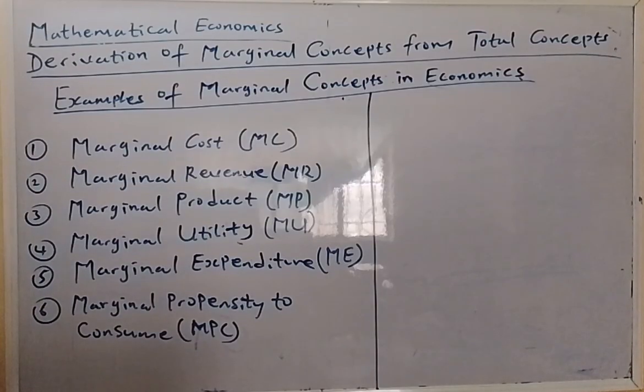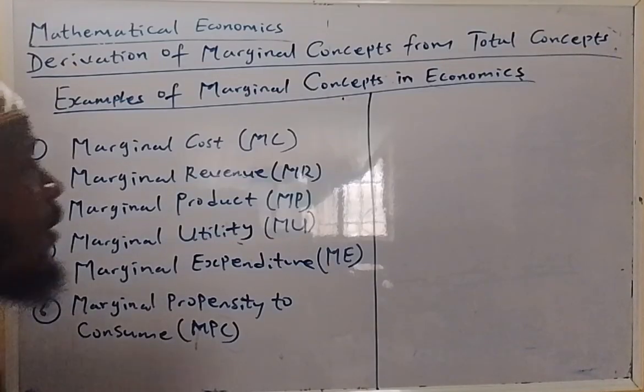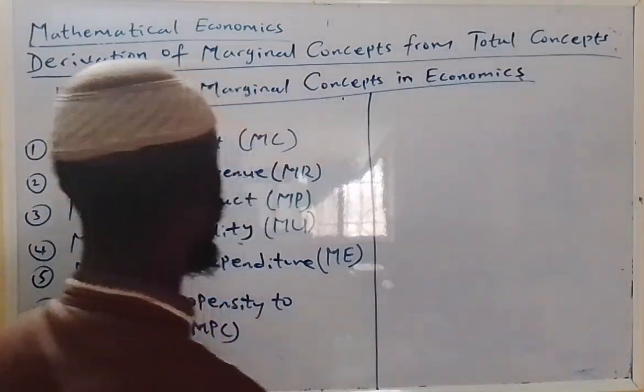So assuming we are given a total function, for example, a total cost function, total product function, total utility function, total expenditure function, and consumption function, and we are asked to derive the marginal concept in respect of this. So how do we solve this? Okay, generally, to derive a marginal concept.